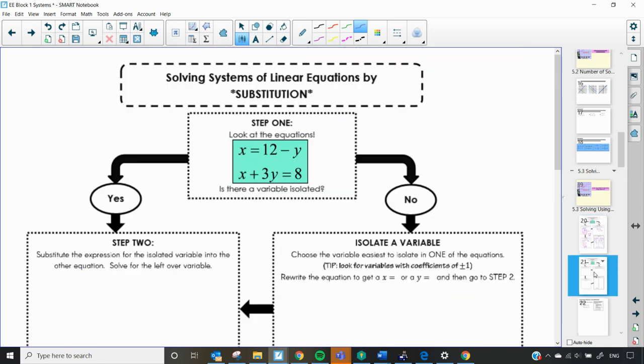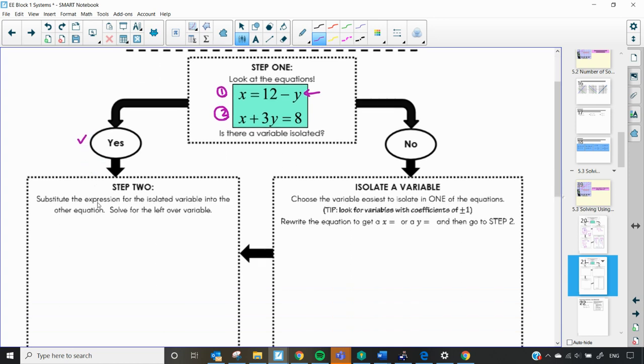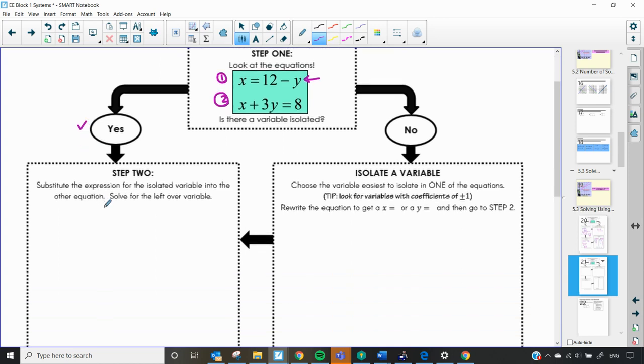All right, let's take a look at the next example here. We have x equals 12 minus y, and x plus 3y equals 8. So again, when I'm doing these questions, I like to number my equations, probably more so when we're not using the flowchart. This will come into play. So again, we look at our equations and we ask ourselves, is there a variable isolated? Well, there already is. This one here has already been isolated for x. So we can go straight to step 2 and we can skip the manipulation. These are always nice because it's a little bit less work.